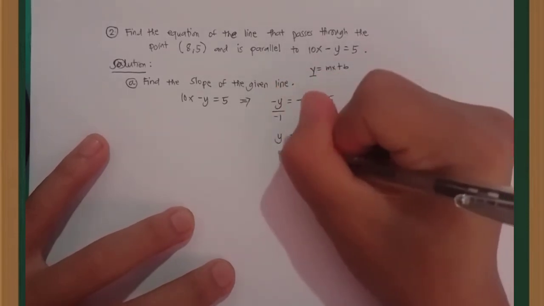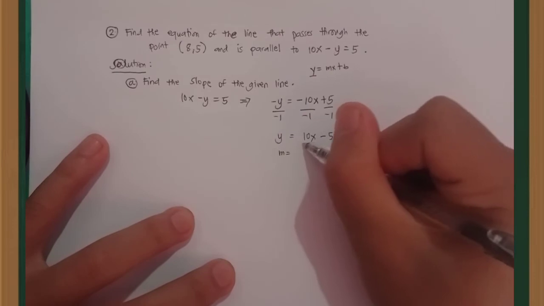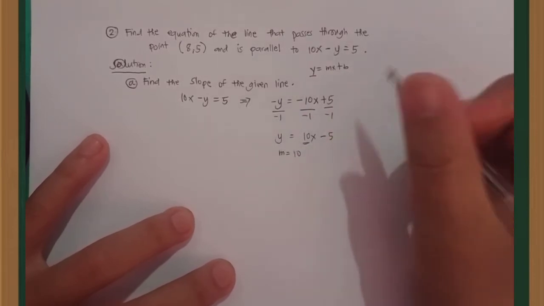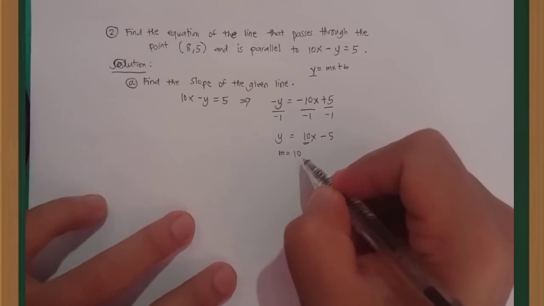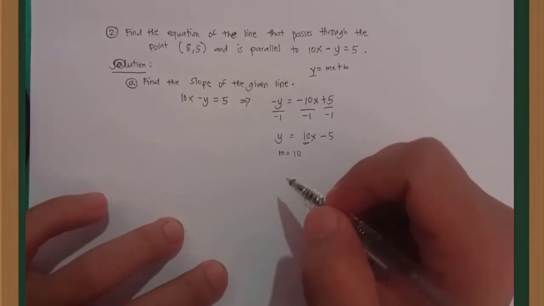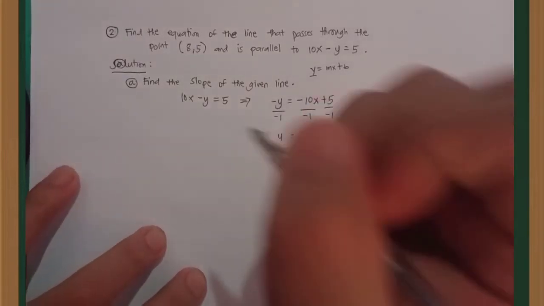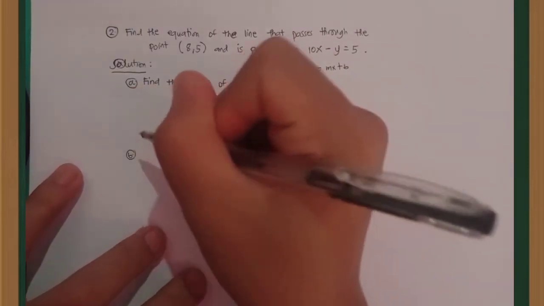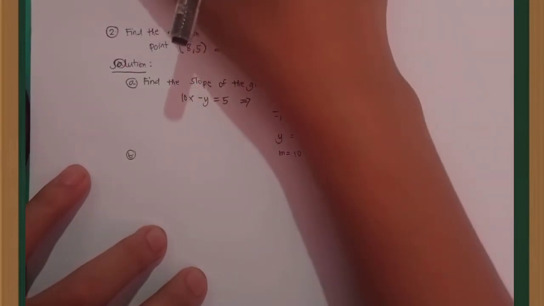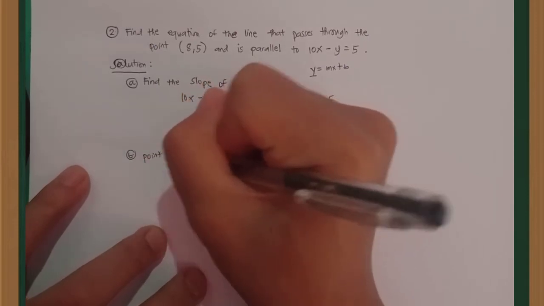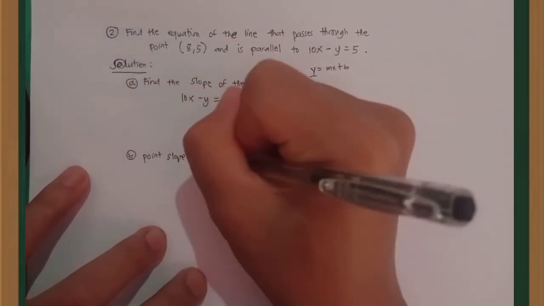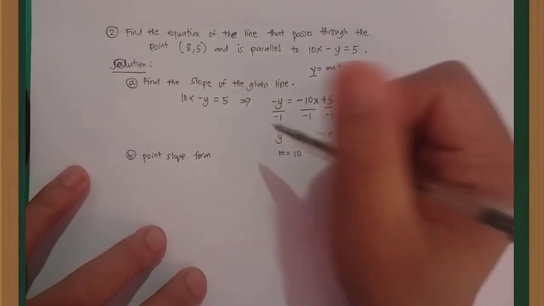Now, what is our slope? Our slope is this one, 10. So we already have the slope, which is 10. Okay, our slope is equal to 10. Is that clear? So let's proceed to the second step. Letter B, we need to use the point slope form. So this is the formula for the point slope form.